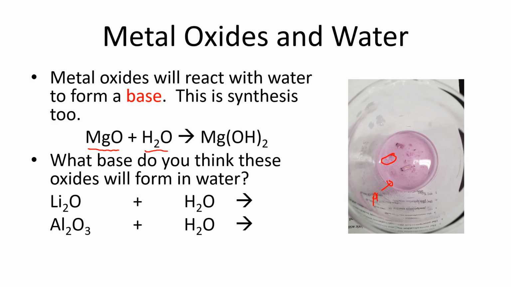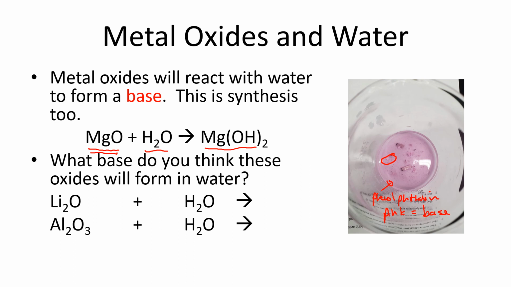So this is phenolphthalein, which is pink in a base. And so whenever you add one of these metal oxides to water, you'll often get a pink color with your indicator, because a base is what will form. And so that's a synthesis reaction, because we're taking two smaller compounds and making a third larger one.